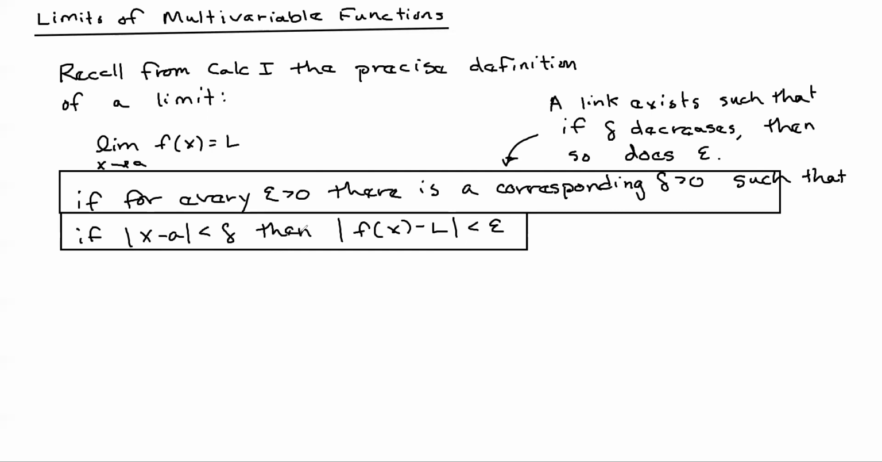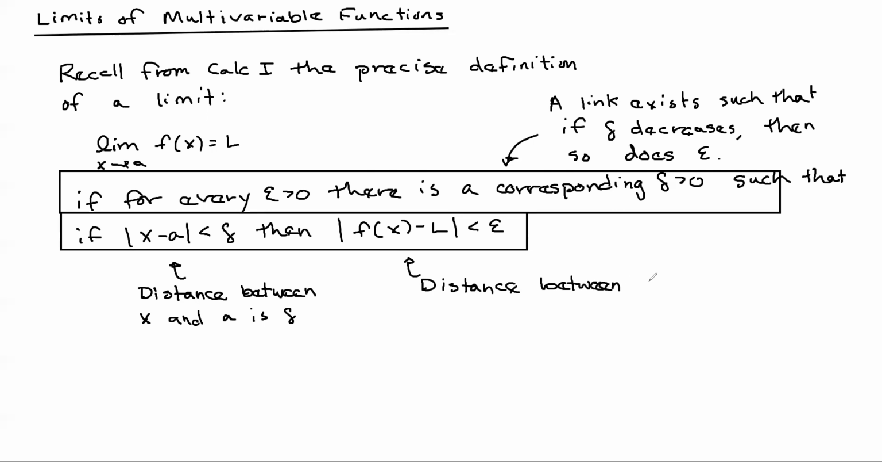All right, what does the second piece say? How do you translate this? What this is saying is that the distance between x and a is delta. And what does this piece say? The distance between f of x and L is epsilon.